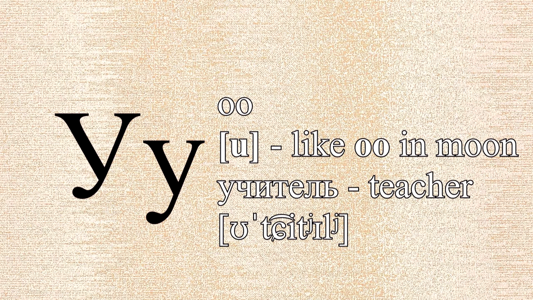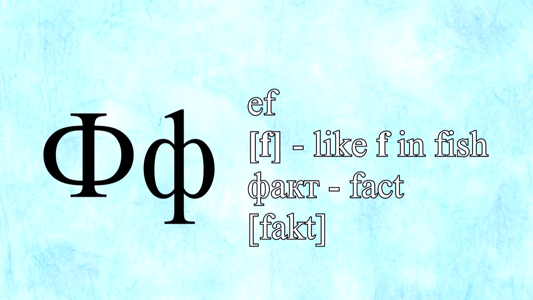Letter У, буква У, like in moon. For example, учитель, teacher. Letter Ф, буква Ф, like in fish. For example, факт, fact.